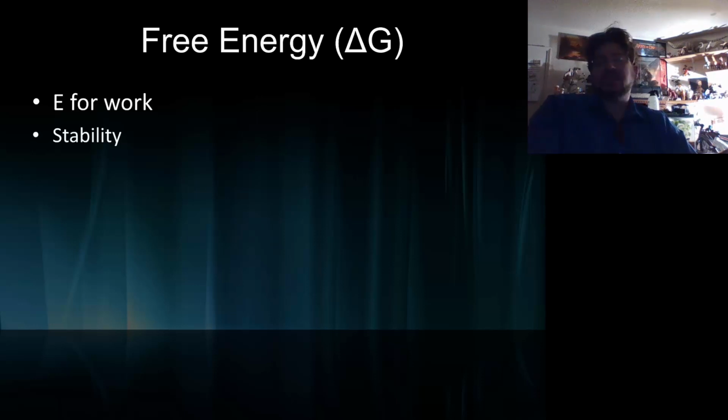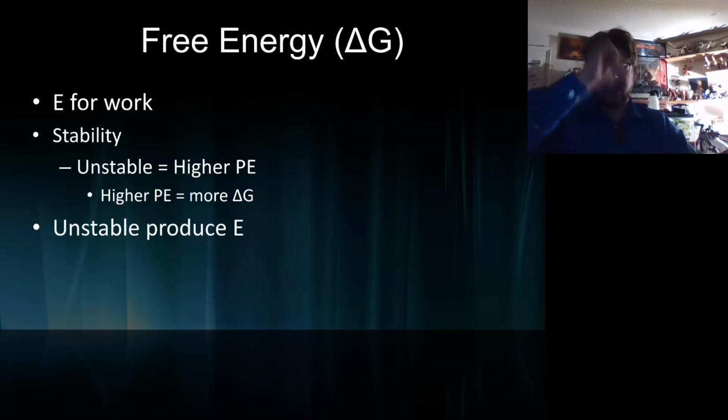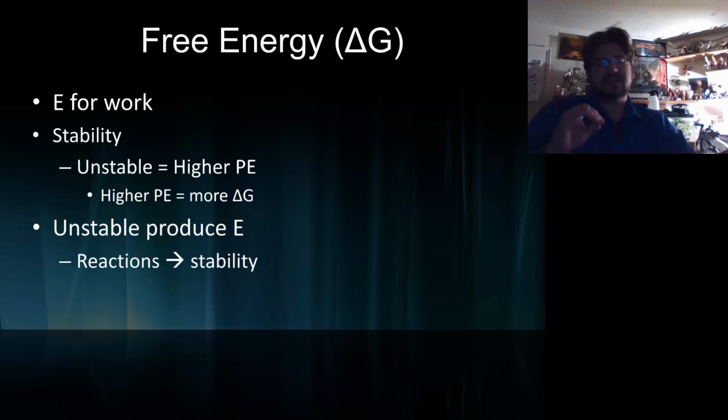So all work energy goes into reactions that make physical changes, and those reactions move towards stability, a stable system where no more energy is being used. So an unstable system has a higher potential energy, and that higher potential energy means an unstable system will produce more work energy. As that energy is produced, we have a reaction. That unstable system cranks out a bunch of energy, and the reaction moves towards stability.